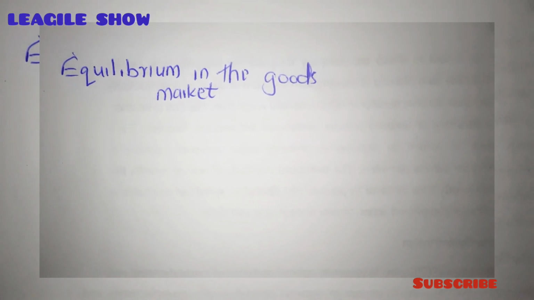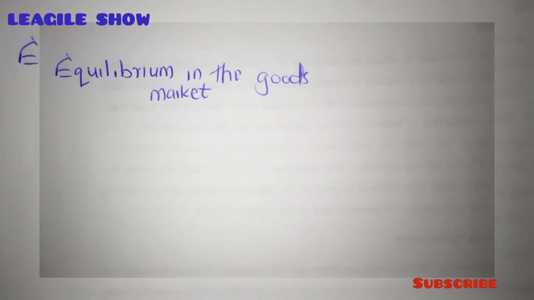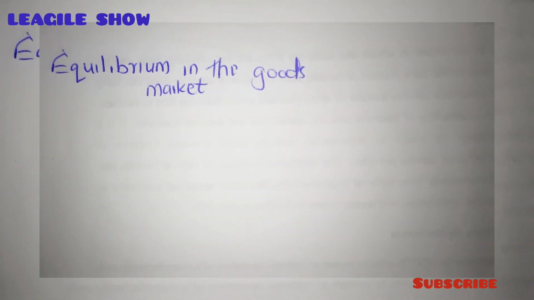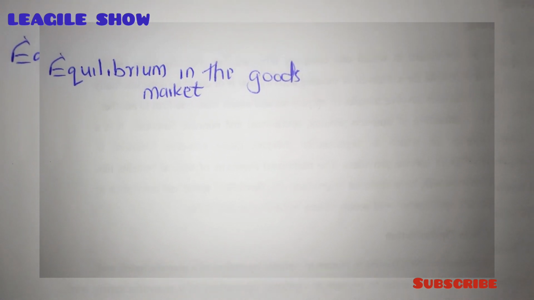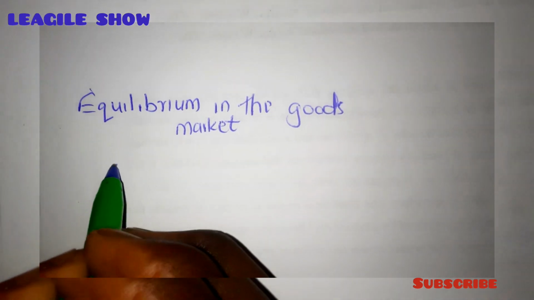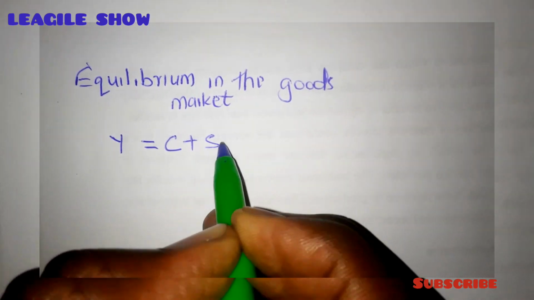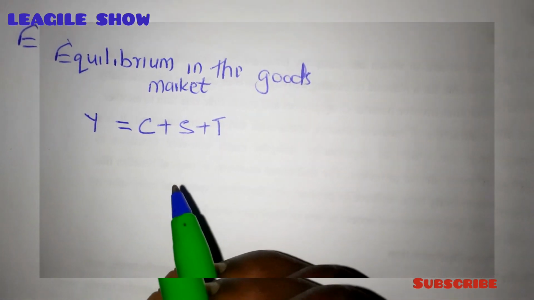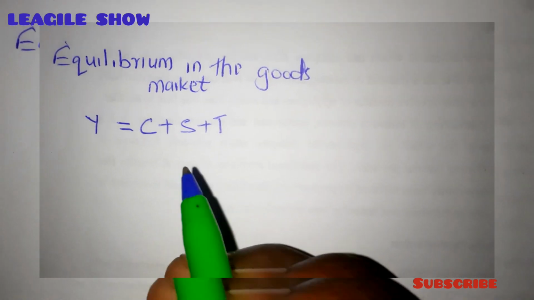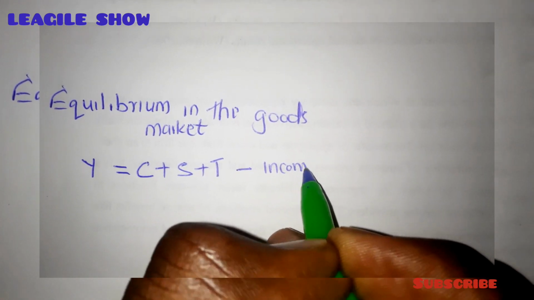So to actually derive the equilibrium in the goods market, we'll be assuming that an economy does not involve itself in foreign trade. So by using the income approach, Y will be equal to consumption plus savings plus tax, making the assumption that this economy does not participate in foreign trade. Then by using the expenditure approach, this is from the income approach.